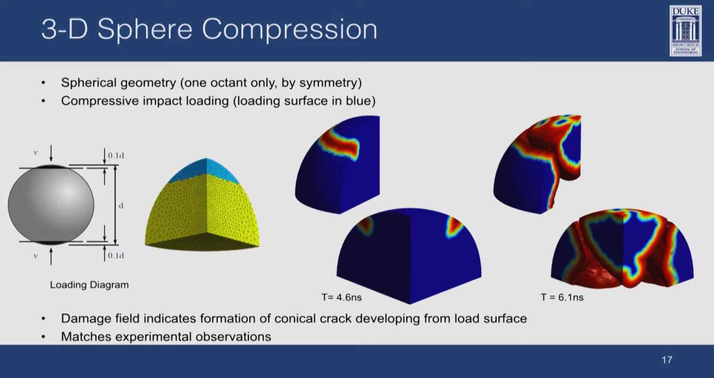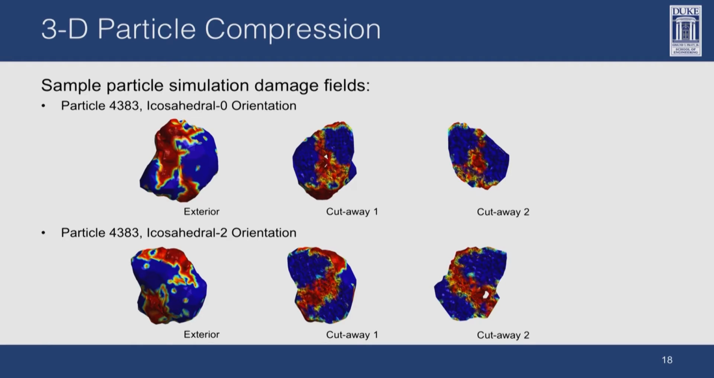Moving into three-dimensional problems, we've been able to apply this model to the compression of 3D spheres. So say we have a geometry like this. By symmetry, we model only one octant of it. But as we compress the sphere, we note that a conical fragment results, and this matches extremely well with experimental evidence. And lastly, we've been able to apply this model to the 3D particles taken from the battery tomography, and taken here are 2 sample particles. We can observe that the particles split in half due to the loads we apply.